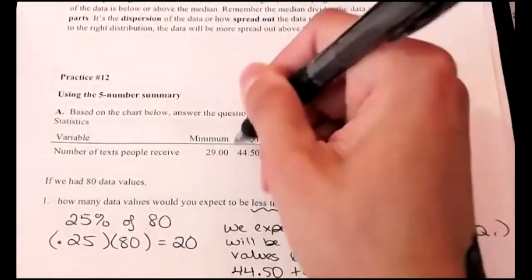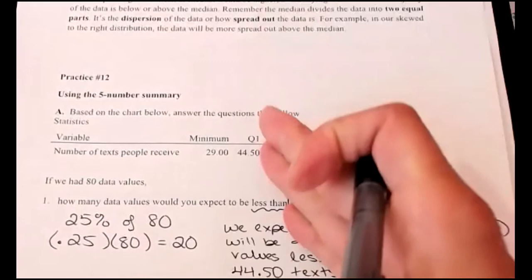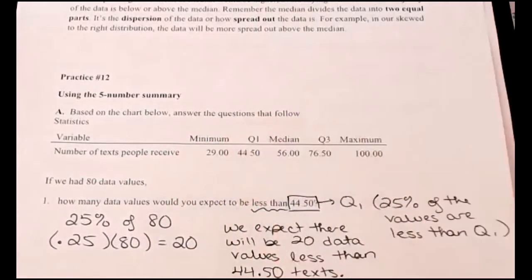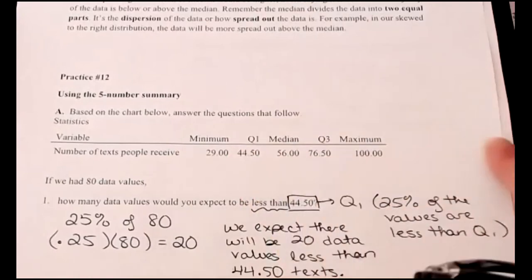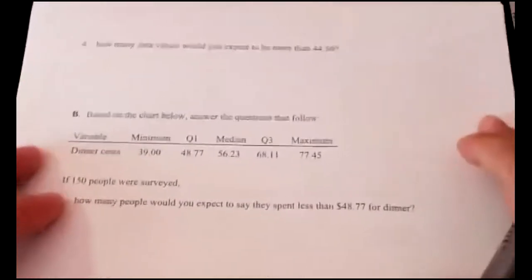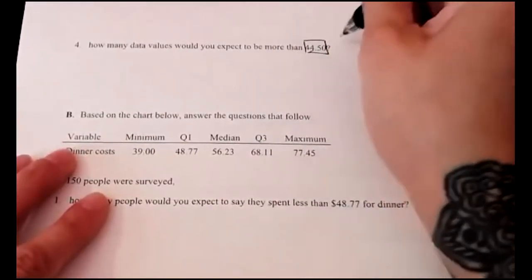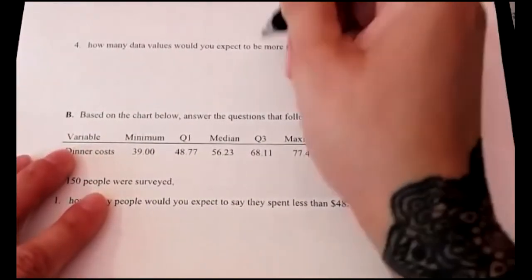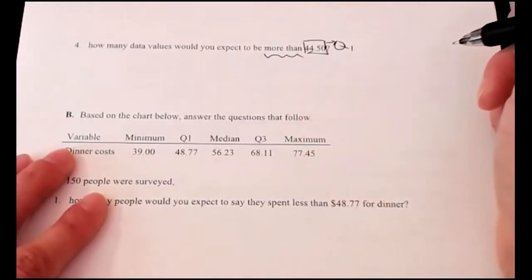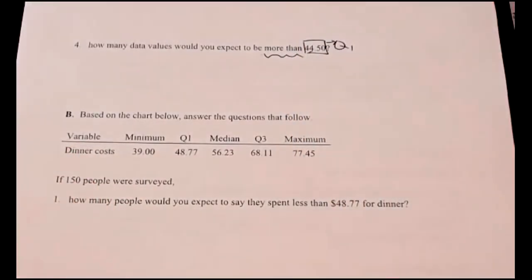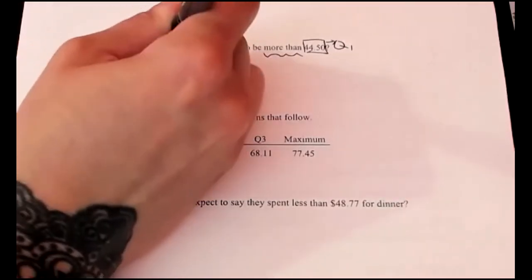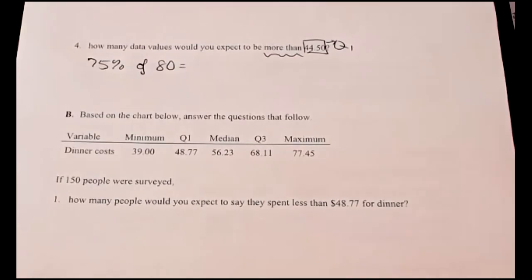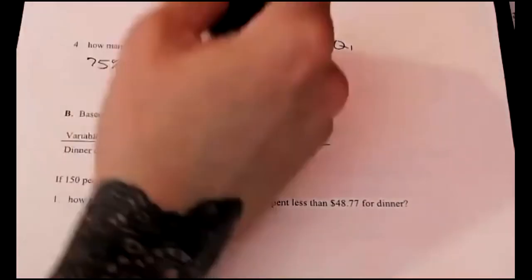So Q1 represents 25% of the data below, but we want to know above Q1. So if Q1 is 25% below, that means you have 75% above. So I'm just going to jot that down. We know this is Q1, but remember we want more than, so that represents 75% of the data. So it's 75% of 80. And how many values is that? 60. Awesome. Thanks, Mike.